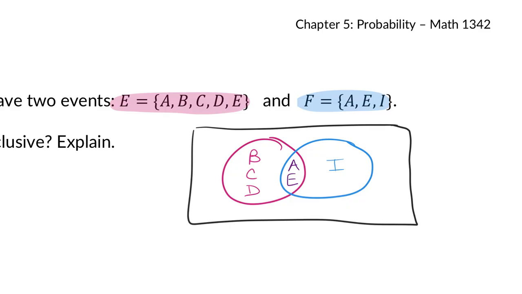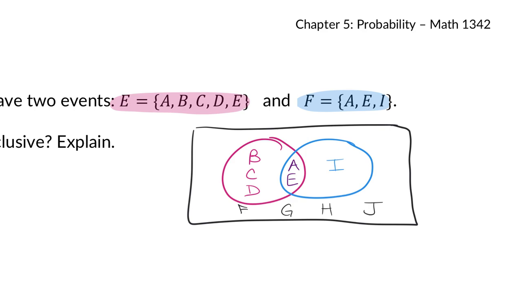But that's not every letter from my sample space. S is the sample space. What letters am I missing? F, G, H, and J. These are still a part of the sample space, but they are not in E and they are not in F. So they go on the outside here. Now we can start to answer the questions for this problem.